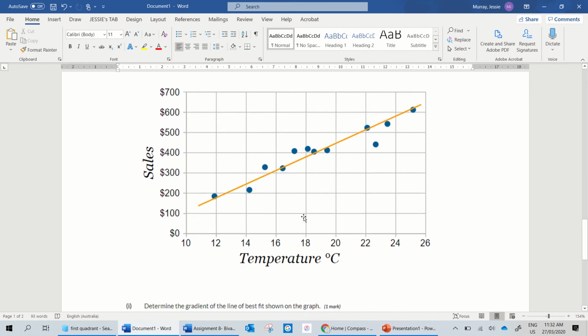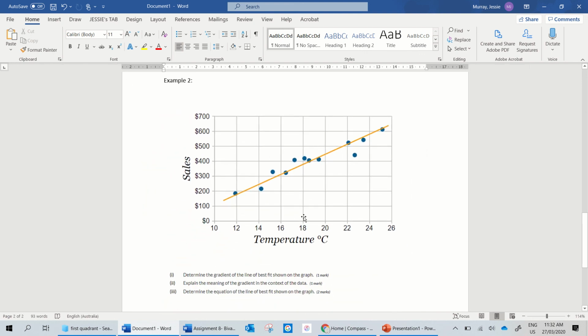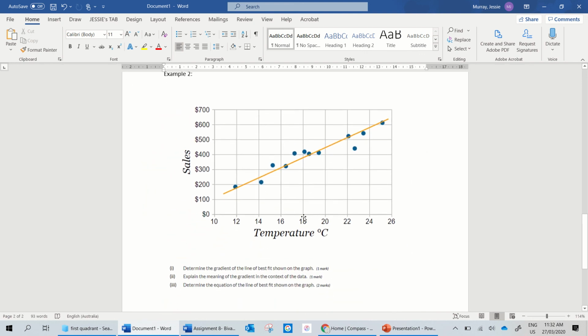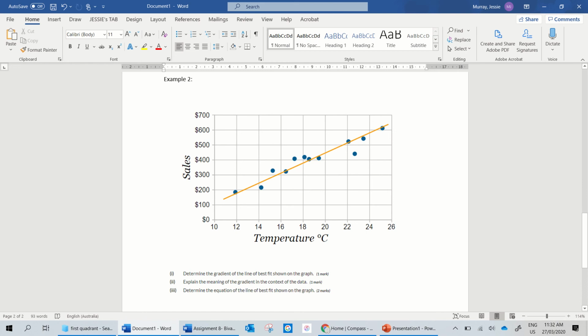Okay, the next example is same idea, but it's just slightly different this time. Okay, this time it's given you the graph. It hasn't really given you any context behind this graph, so let's just say that this was shop sales in the day, depending on the temperature. So you can see here when it's very cold, there's not as many sales, and it's sort of increasing in quite a strong trend. It says to determine the gradient of this line.